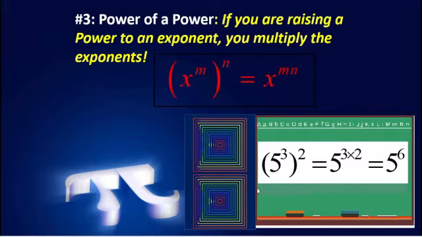We are given 5 cubed, or 5 to the third power, quantity squared. So kinuha natin yung base na 5 and then minultiply natin yung 3 and 2. So 3 times 2 is 6. So your final answer is 5 to the 6th power. So that is power of a power. Next.